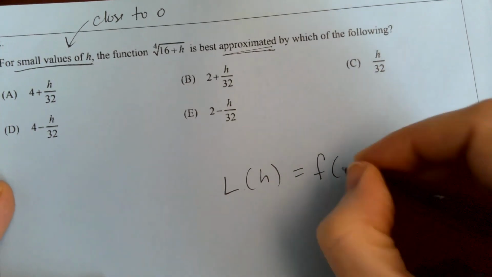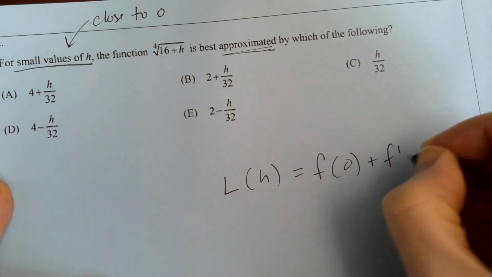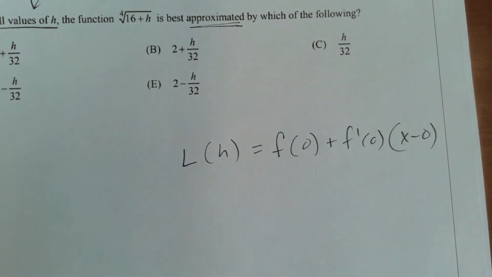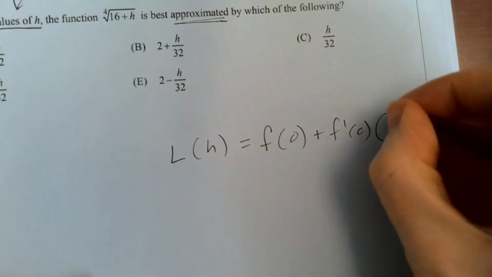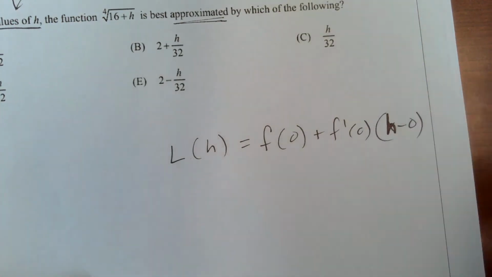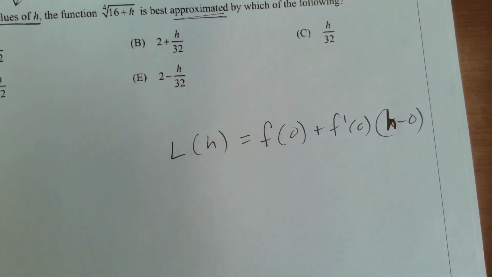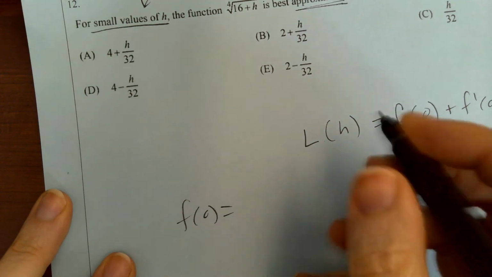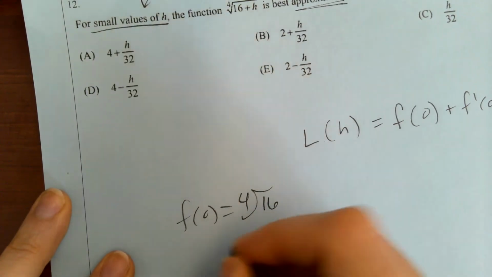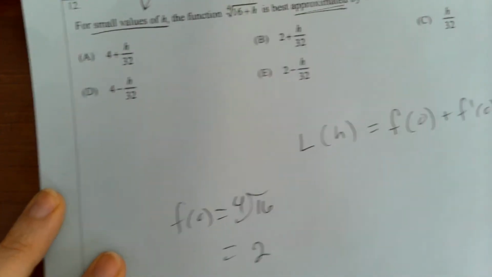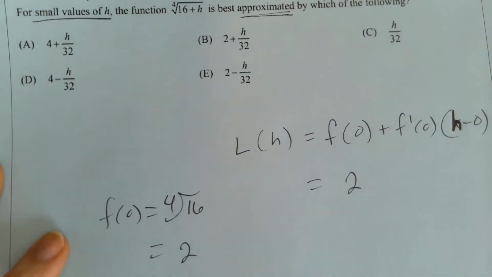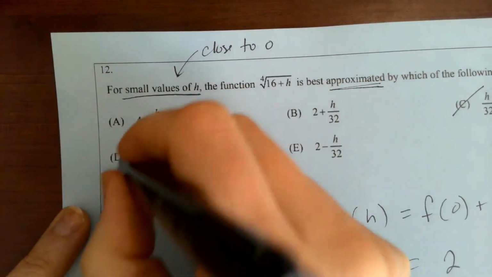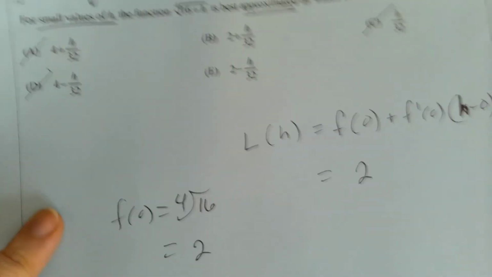f of 0 plus f prime of 0, x minus 0. Oh, h, whoopsie, h minus 0. Okay, so guys, f of 0 is the fourth root of 16. That's 2. Yeah, so that's going to be 2, that part. So you could cross off C, D, and A. That's good.